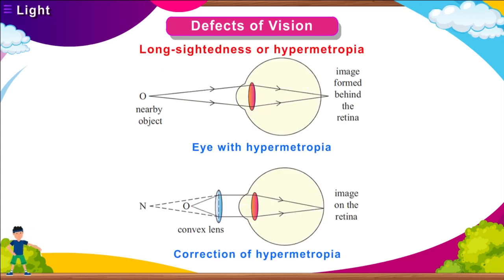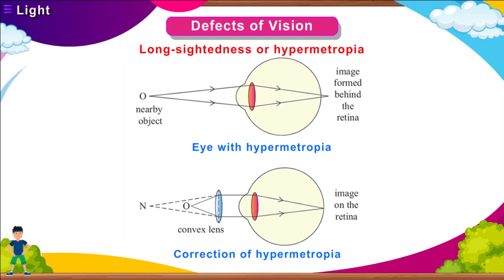Long-sightedness or hypermetropia. A person suffering from long-sightedness or hypermetropia can see the distant objects clearly, but he or she can't see nearby objects clearly because the image of the object is formed behind the retina. To remove this defect, the person is advised to use convex lens of suitable focal length.